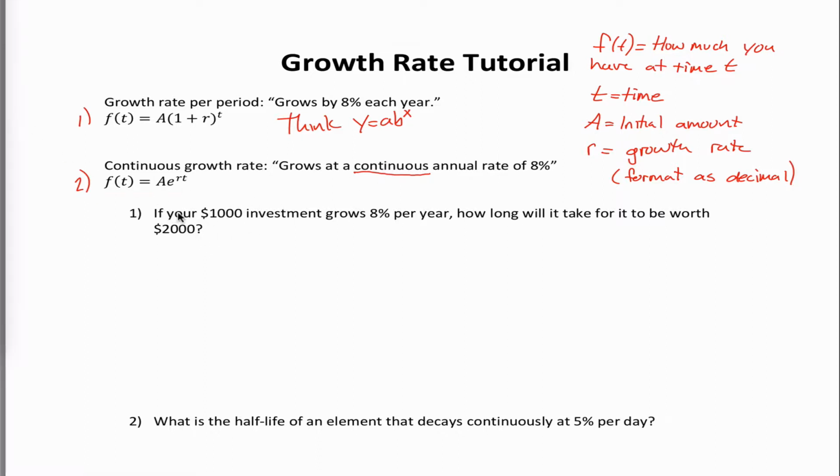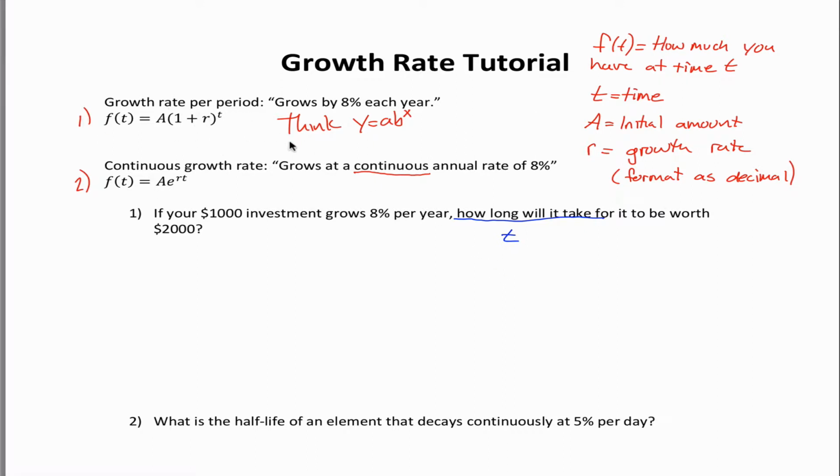So this first example says, if your $1,000 investment grows 8% per year, note that nothing about a continuous growth rate. This is an annual growth rate here. How long will it take for it to be worth $2,000? Okay, so how long will it take? Sounds like I'm solving for t. That's what I'm going to try to figure out. So I'll leave the t as a t.